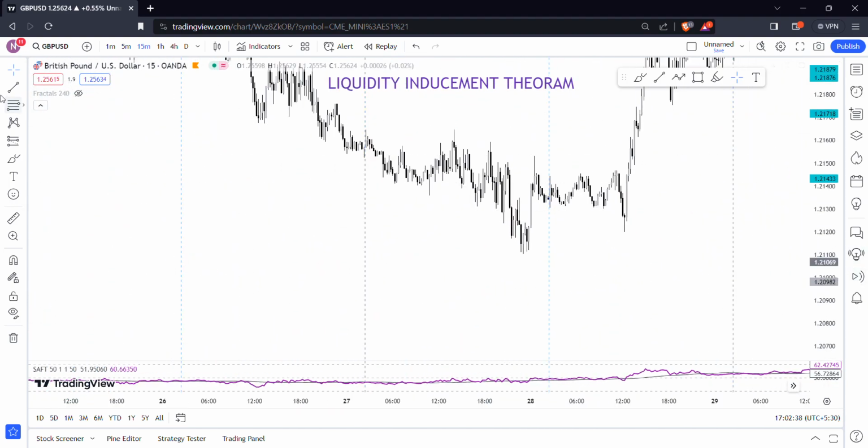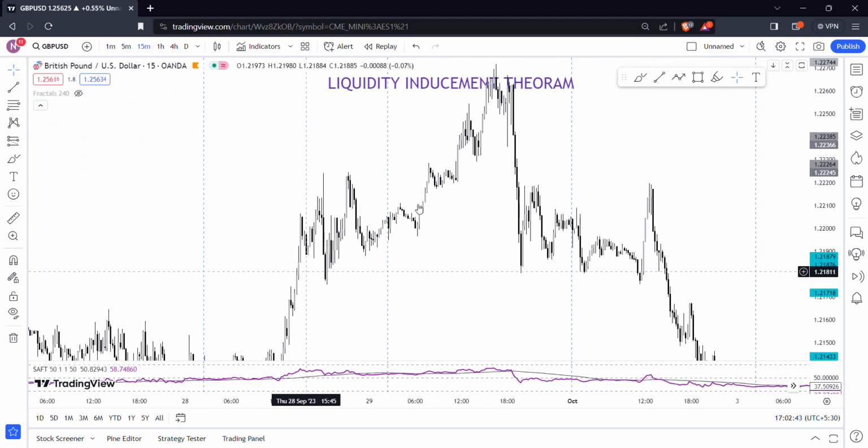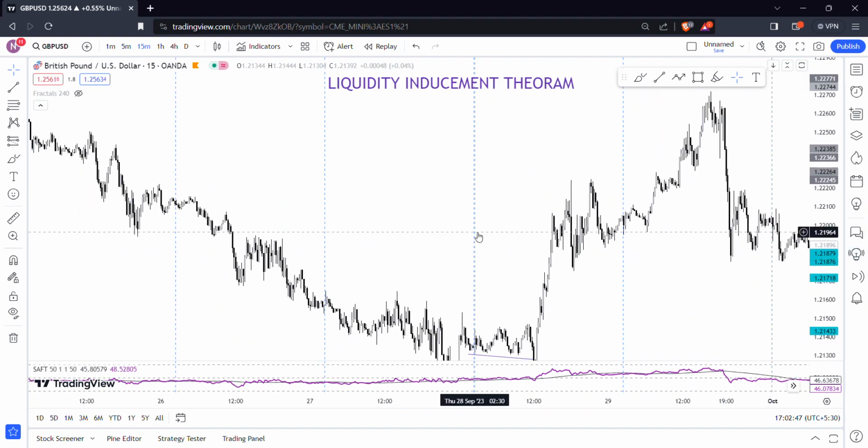Everything is engineered. Consolidation, sweep, boom. Trading markets is really easy if you understand these concepts.